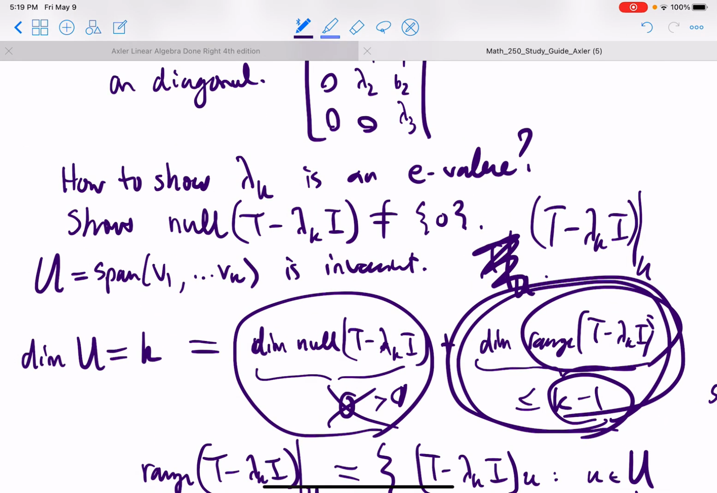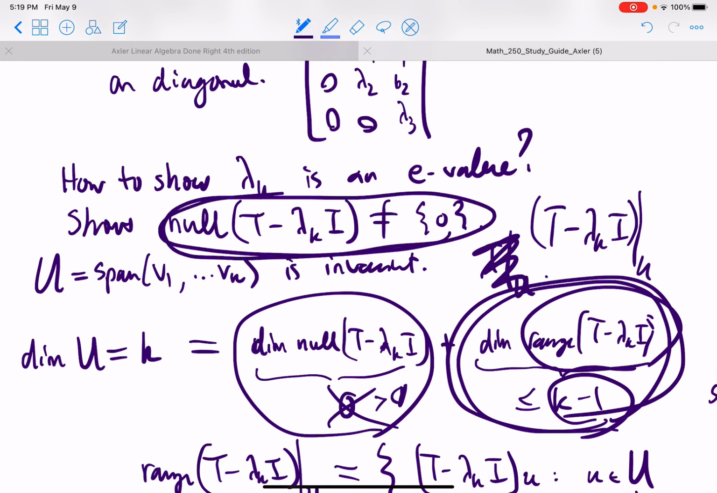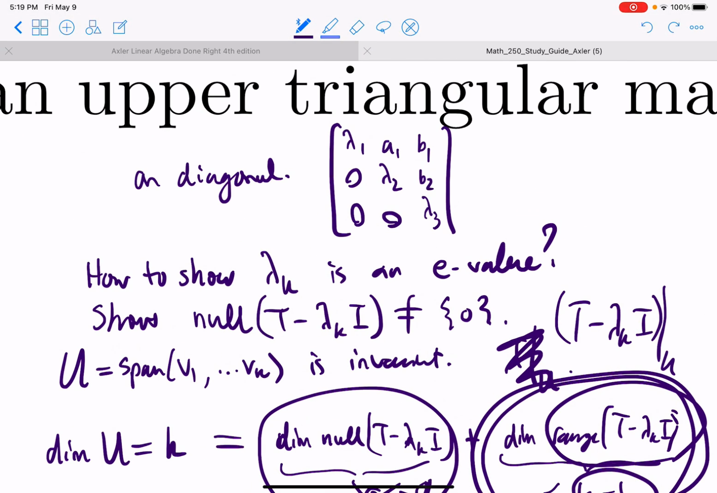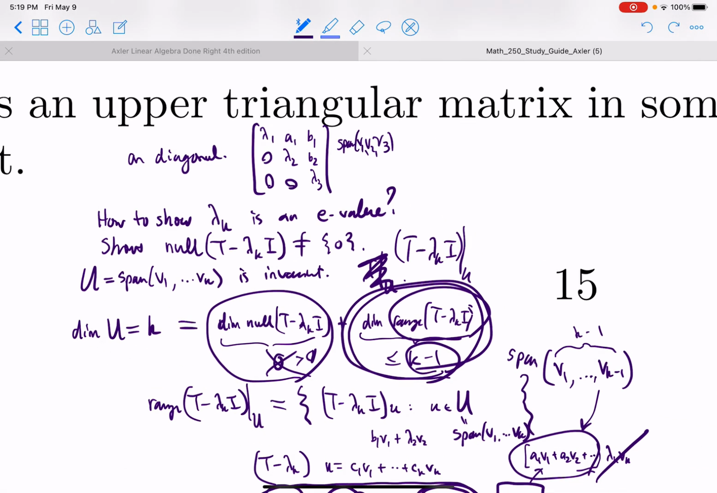And if it's at least 1, then the null space has at least some non-zero vector. That non-zero vector will be an eigenvector. So in particular, for this matrix here, the third basis vector v3 is not necessarily an eigenvector with eigenvalue lambda 3, but there is some vector in the span of v1, v2, v3 that is an eigenvector with eigenvalue lambda 3. So that was tricky, but we're done.